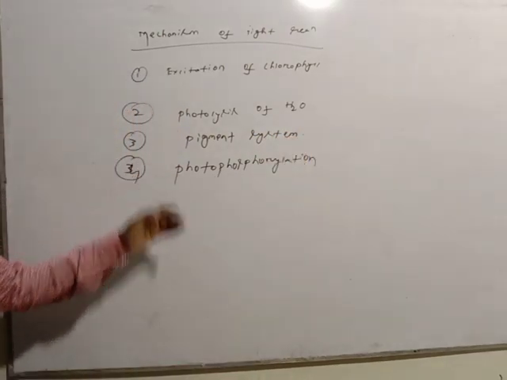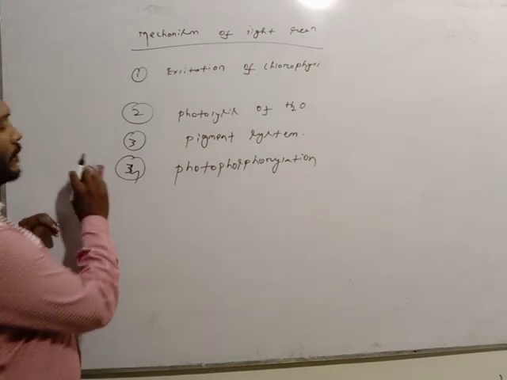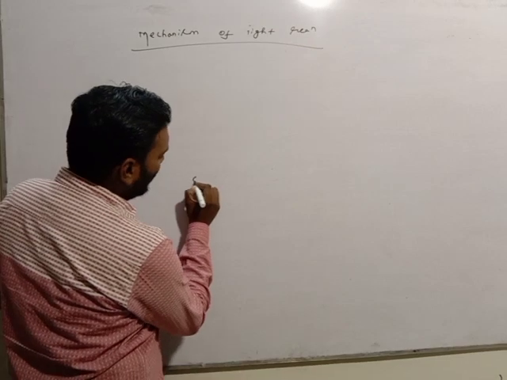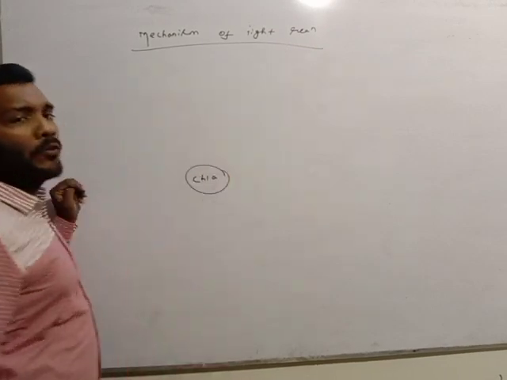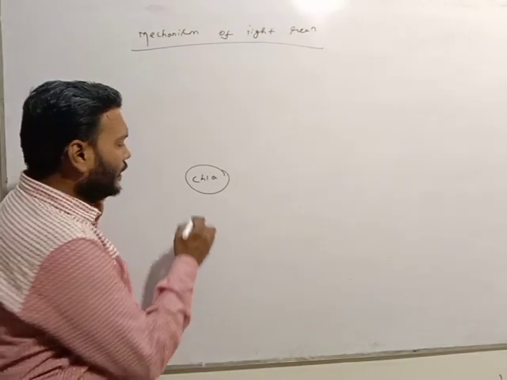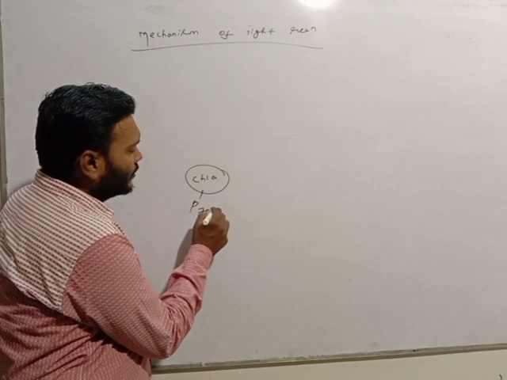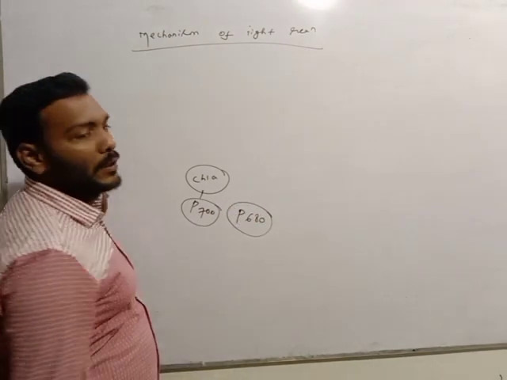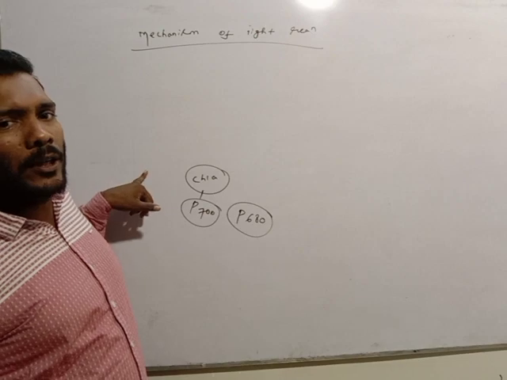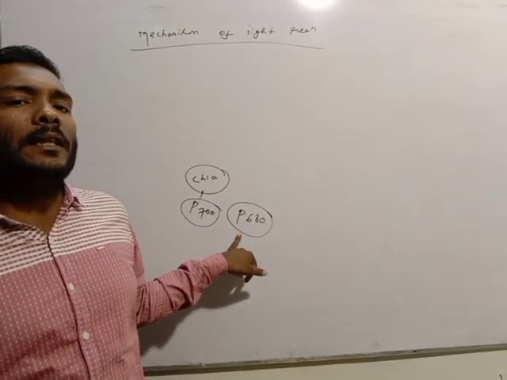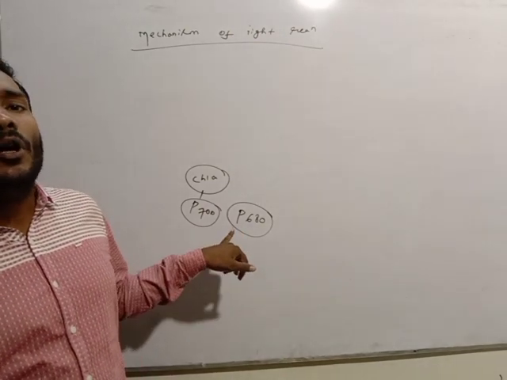Okay, so the first one is excitation of chlorophyll. Both chlorophyll A and chlorophyll B have a reaction center. That reaction center may be P700 or P680. If the reaction center is P700, then it is photosystem 1 or pigment system 1. If the reaction center is P680, then it is pigment system 2 or photosystem 2.